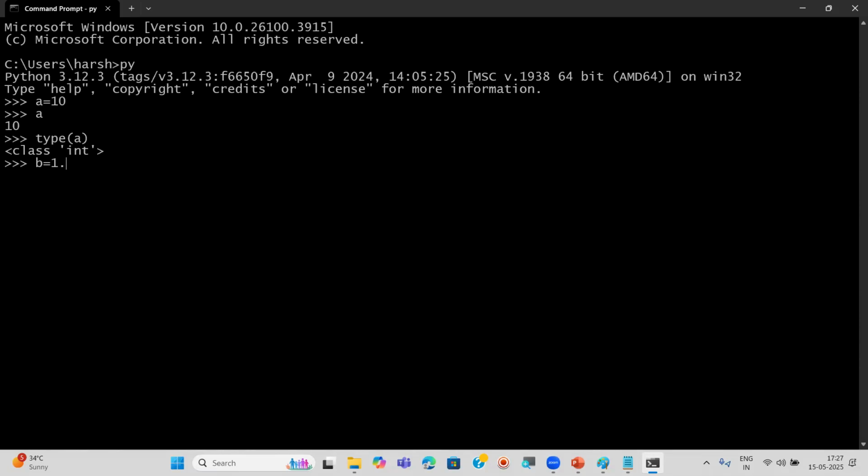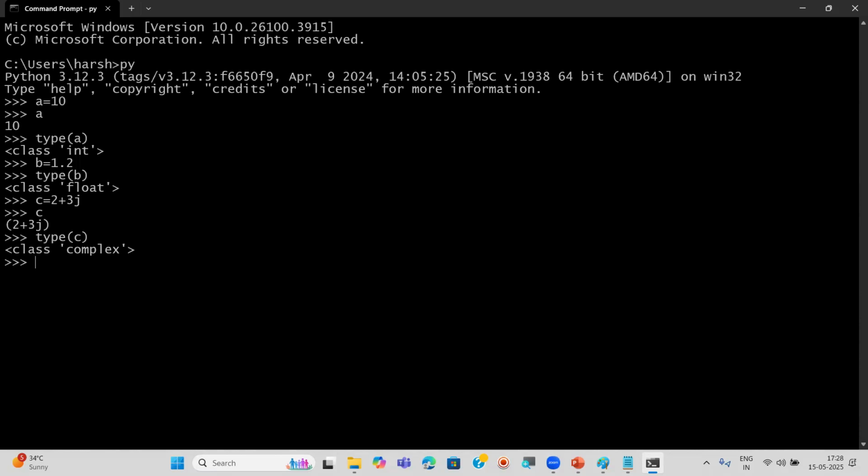Now b equal to 1.2. So type of b is float. Next, c equal to a complex value, which I am creating here. Type of c is complex. Now see, in this complex value there are two parts, left side and right side. The left side is the real part and the right side is the imaginary part.